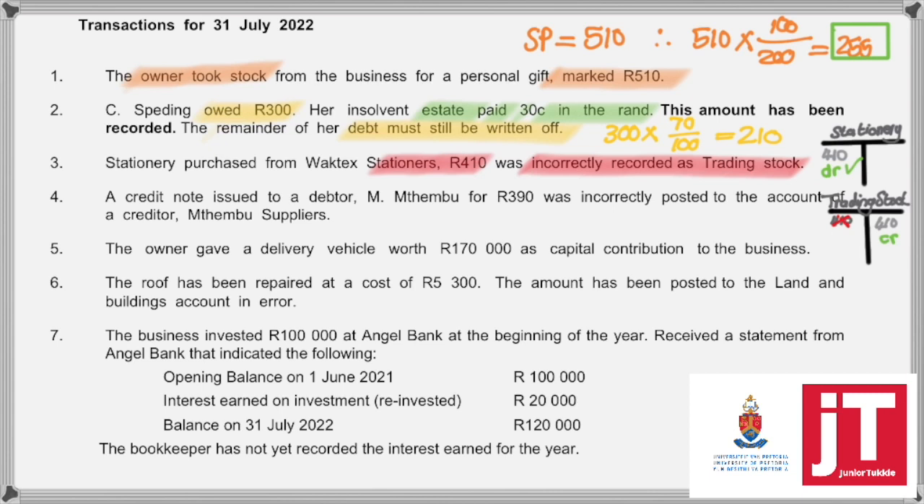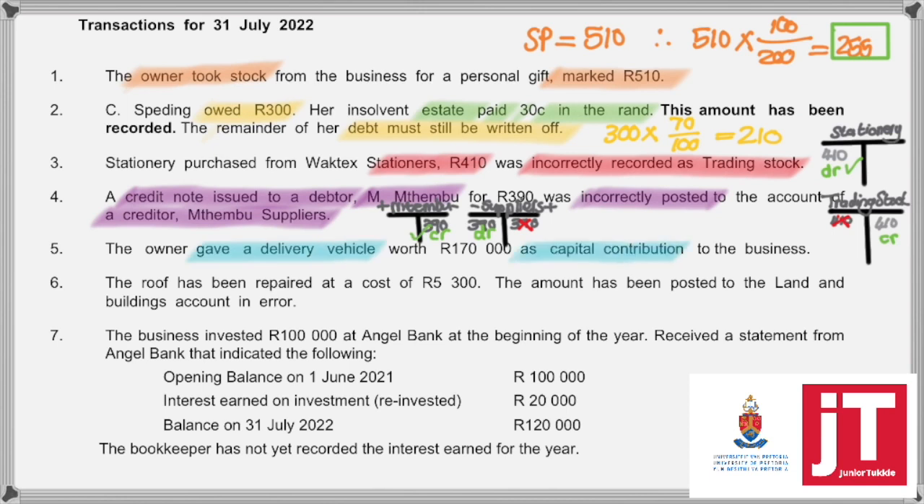Then a credit note issued to a debtor Mthembu for 390 Rand was incorrectly posted to the account of the creditor Mthembu Suppliers. So yet again, draw your little T accounts. So we have Mthembu in the debtors ledger, which is an asset, so debit plus and credit minus, and Mthembu Suppliers, the creditor, so debit minus credit plus. We incorrectly added it into the credit side of the supplier. So we have to do the opposite. So we're going to debit the supplier and credit Mthembu, the debtor.